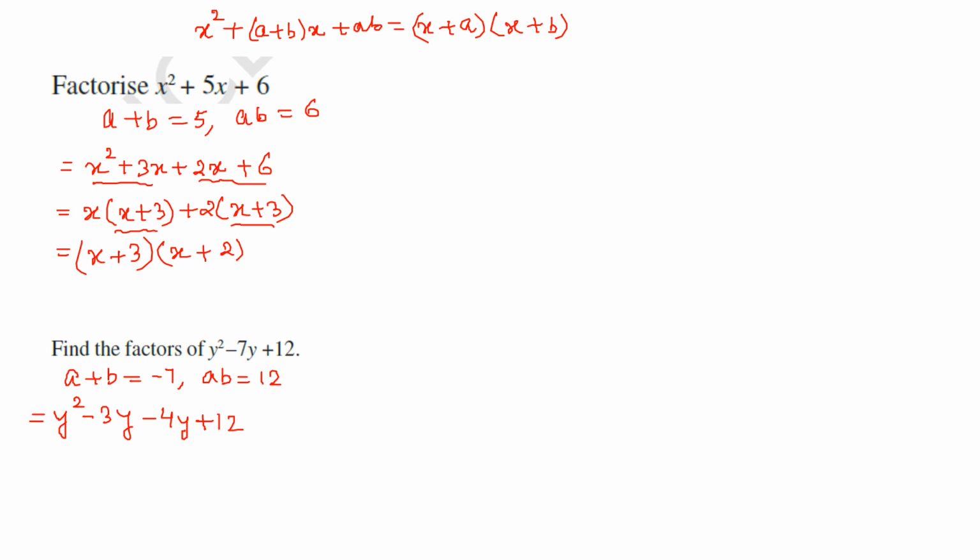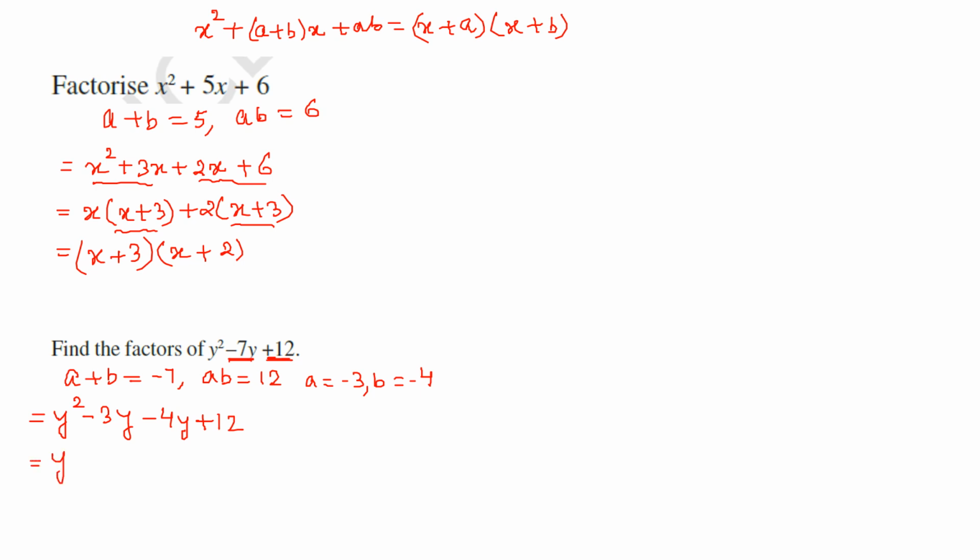Now you have to check. See, a I am taking as minus 3 and b I am taking as minus 4. So when I add minus 3 plus minus 4, I will get minus 7, isn't it? And when I multiply minus 3 into minus 4, I will get plus 12. So this is the required value for a and b.